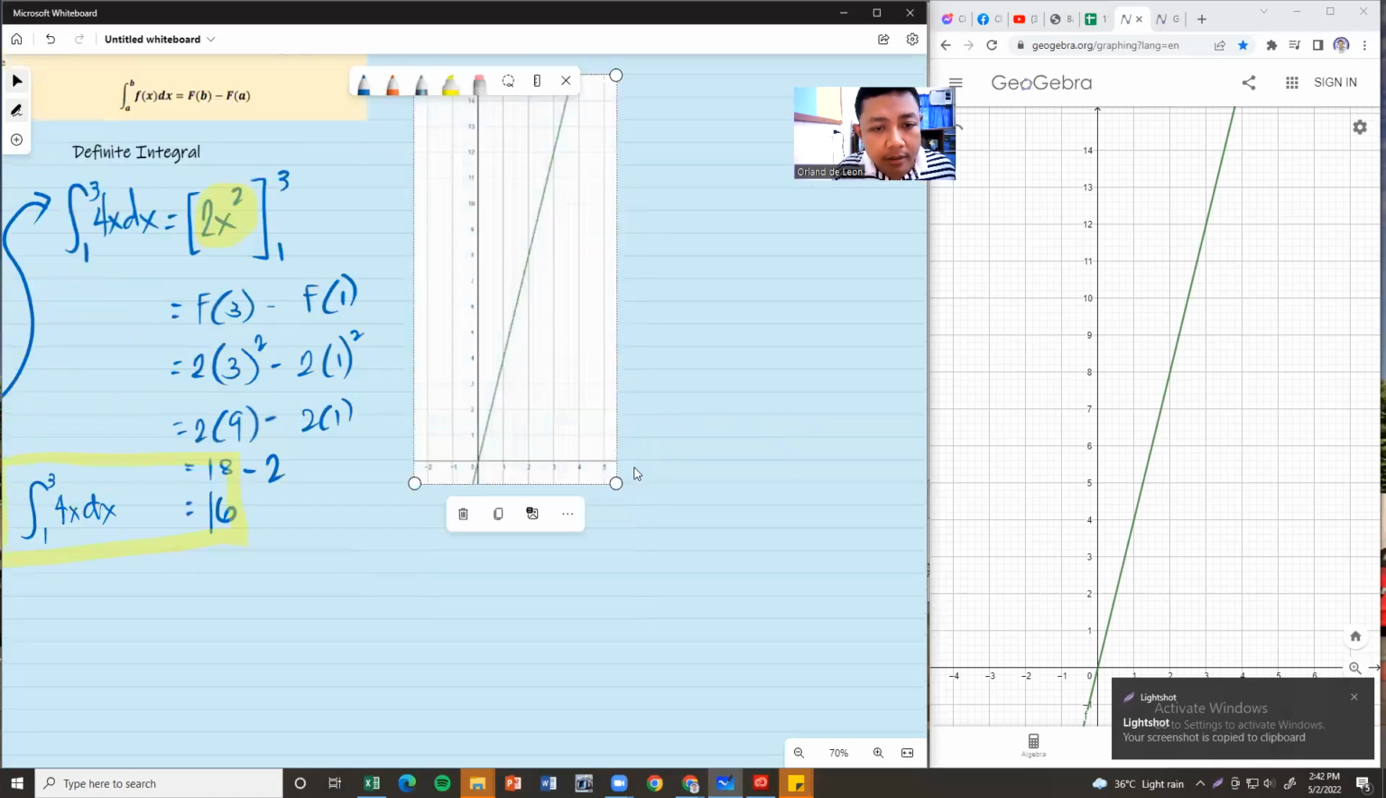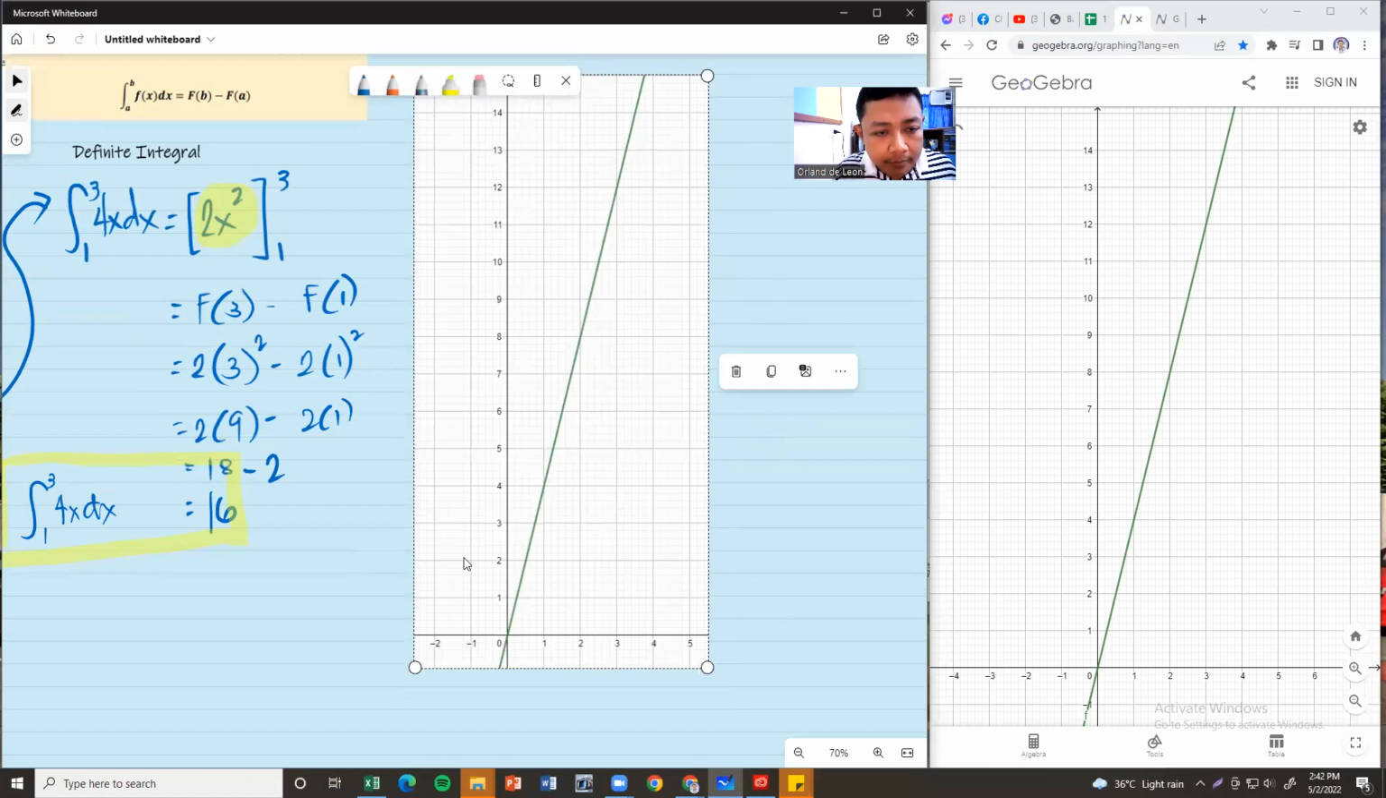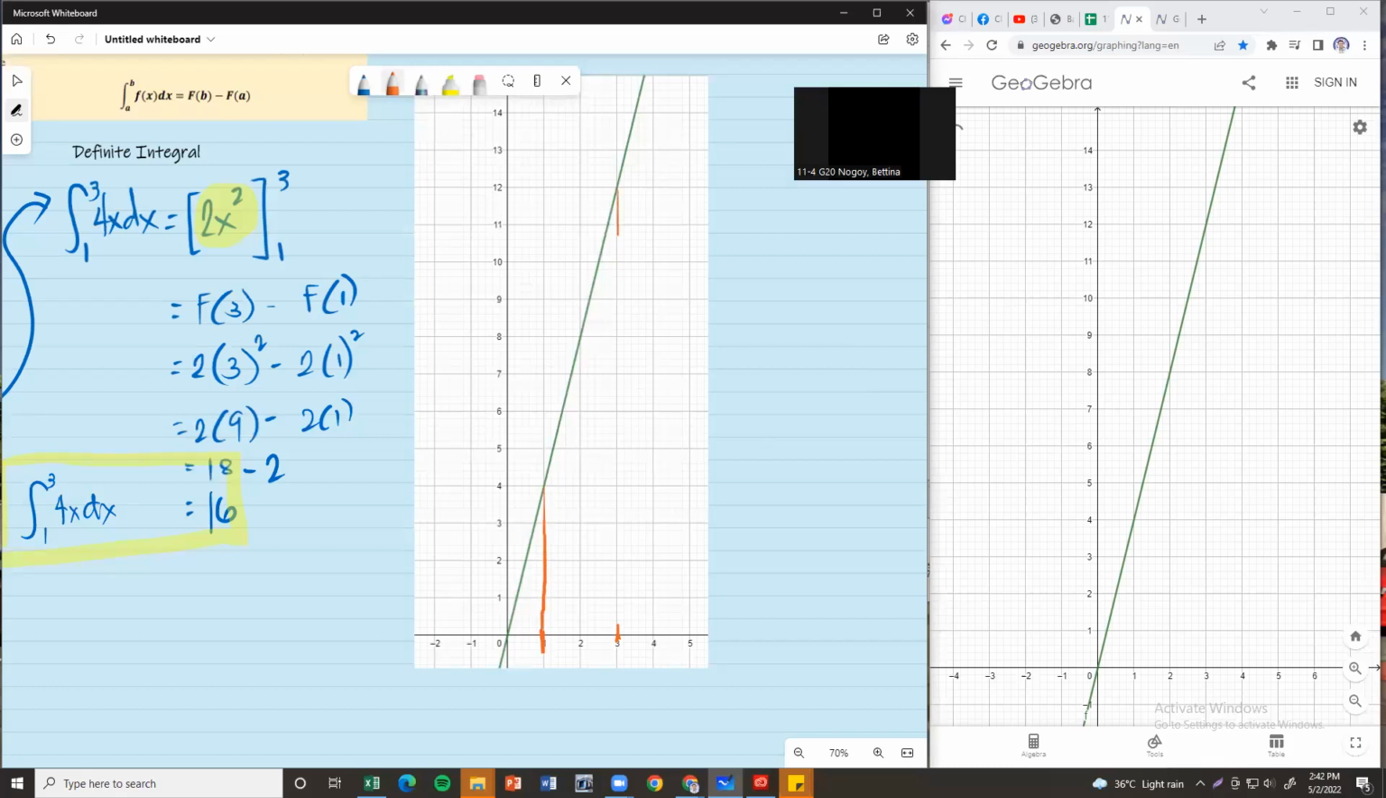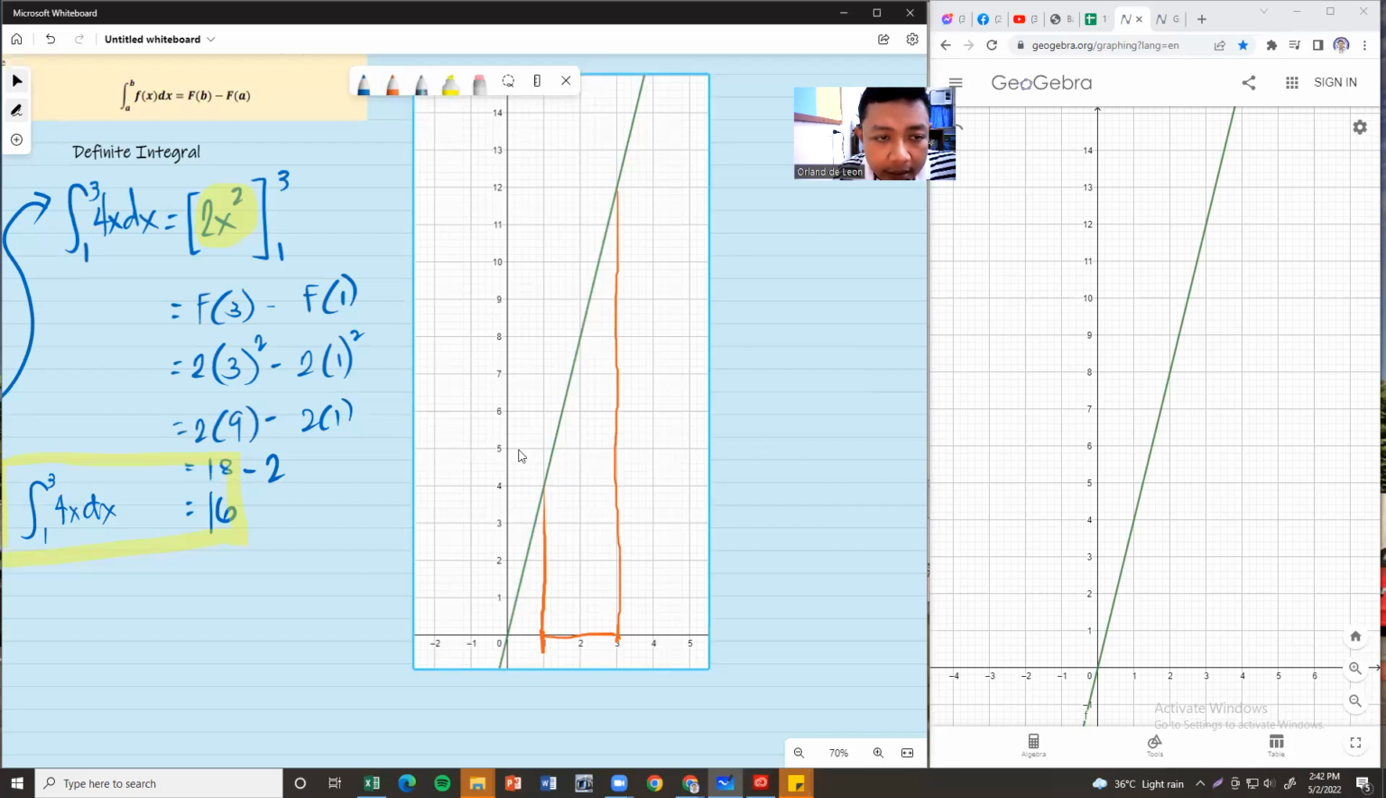Okay, let me just make this bigger. So, again, finding the boundary from 1 to 3, from 1 to 3. This will be the area that we will be solving, the one bounded by the x-axis and the given function. So therefore, this is the 16 square units that we are solving.